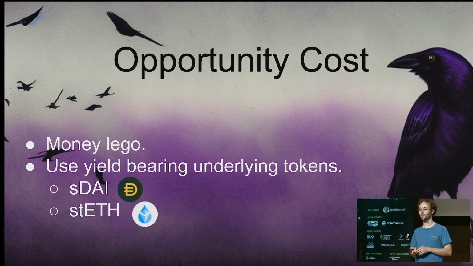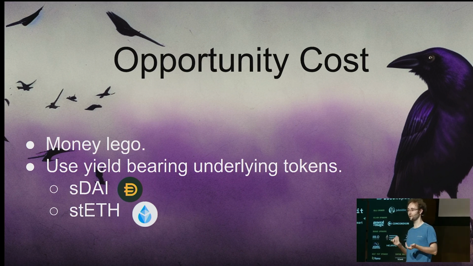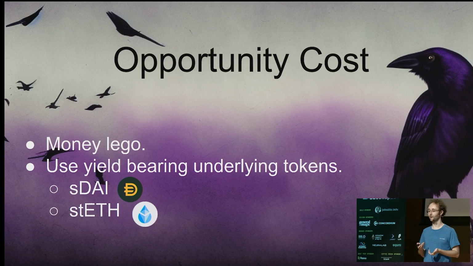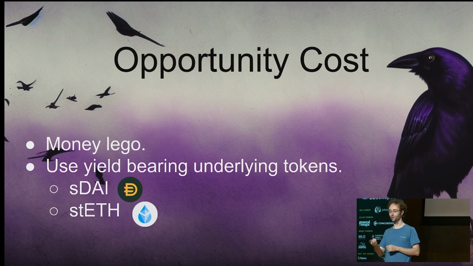So first, how to solve the opportunity cost. For this one we can use money Lego. Instead of using a token which is just a stablecoin or well-known crypto, we can use some underlying token which may be yield bearing. In this example, we can use sDAI or stETH. This way, the underlying token will continue to accrue some yield, and this means that markets, which can take years to resolve, can become viable.